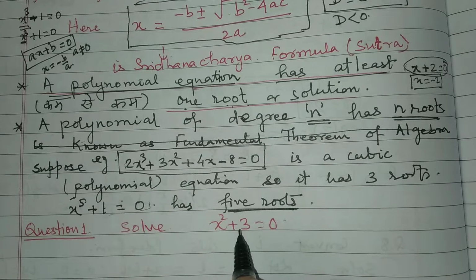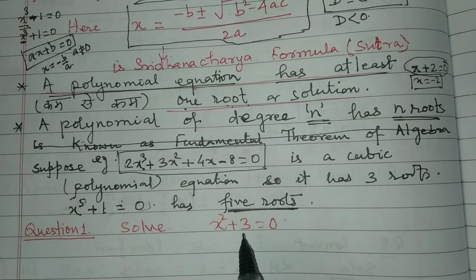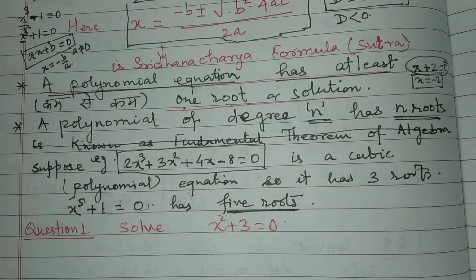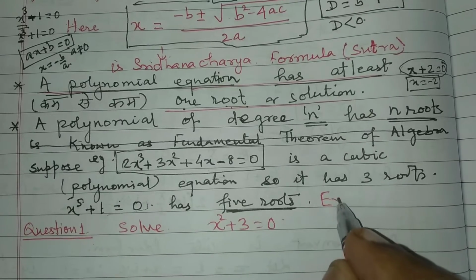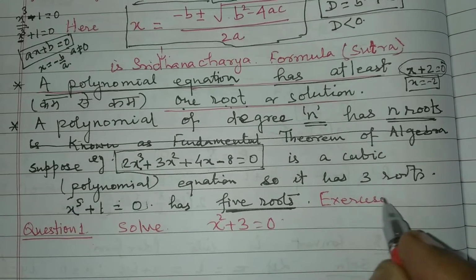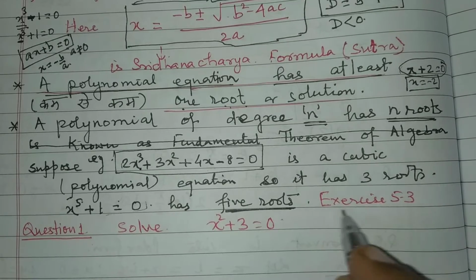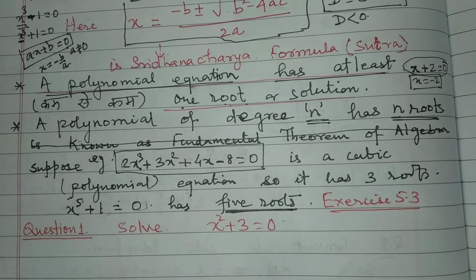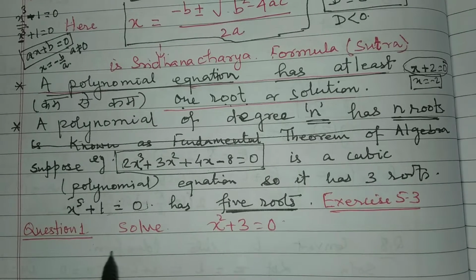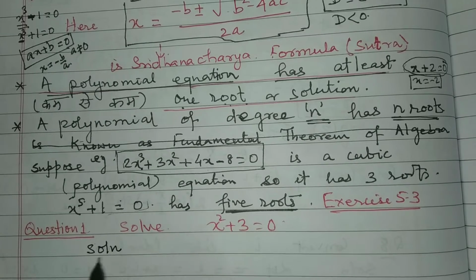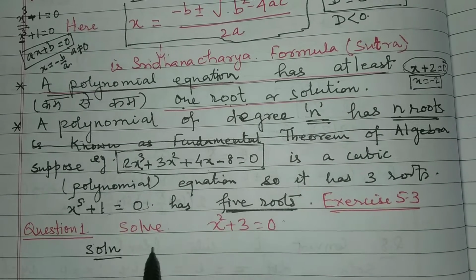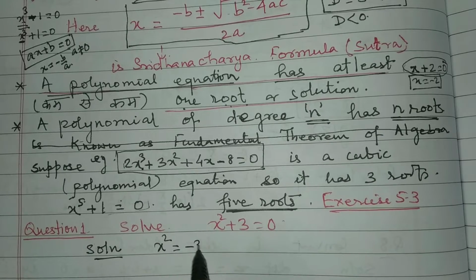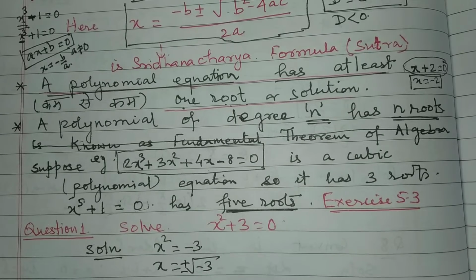So solve for x. The first question is from exercise 5.3 NCERT. I have made the video of 5.2, I will just release it. So now the solution. Here x square plus 3 is equal to 0. So x square is equal to minus 3. So x is equal to root under minus 3. You will have to take both plus and minus values.